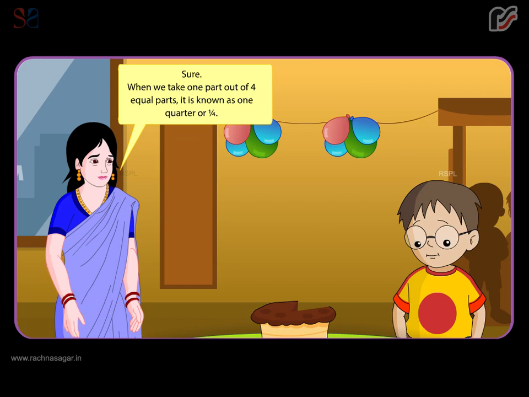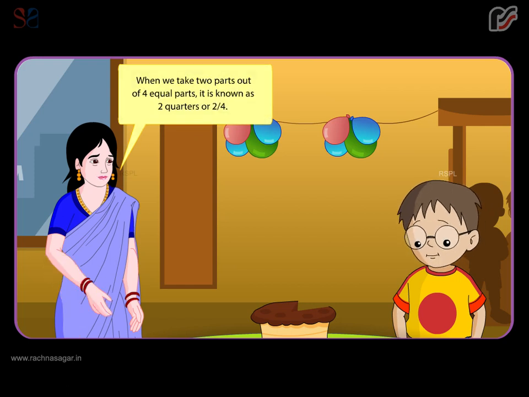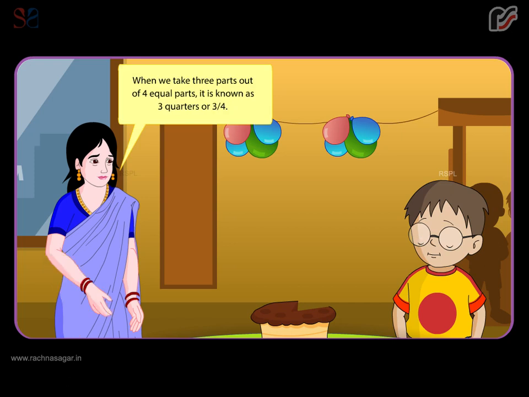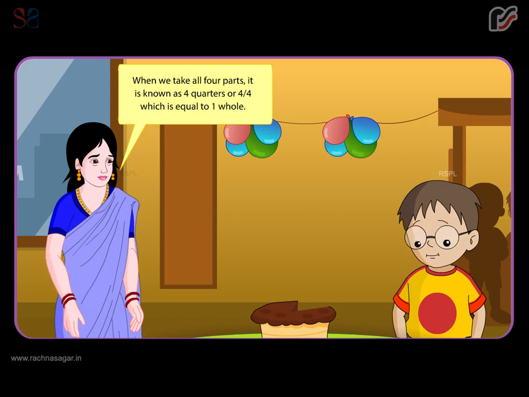Sure. When we take one part out of four equal parts, it is known as 1/4. When we take two parts out of four equal parts, it is known as 2/4. When we take three parts out of four equal parts, it is known as 3/4. When we take all four parts, it is known as 4/4, which is equal to one whole.